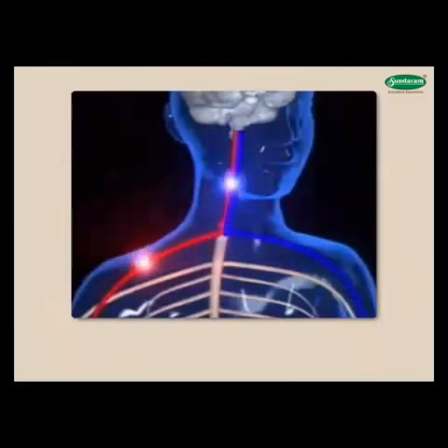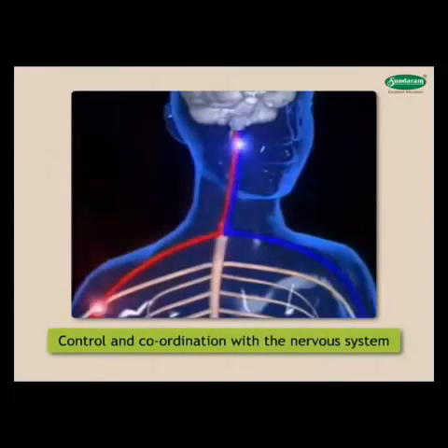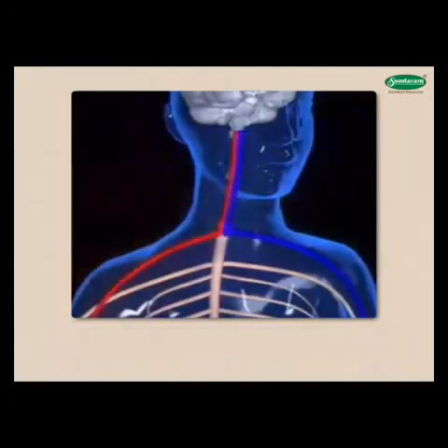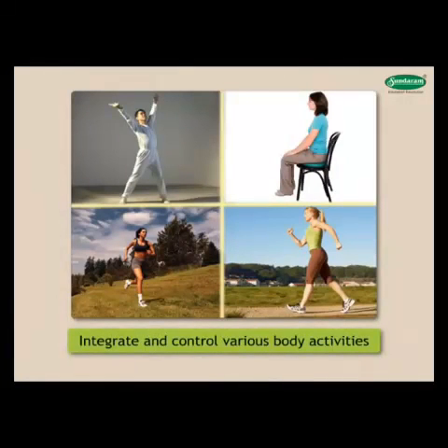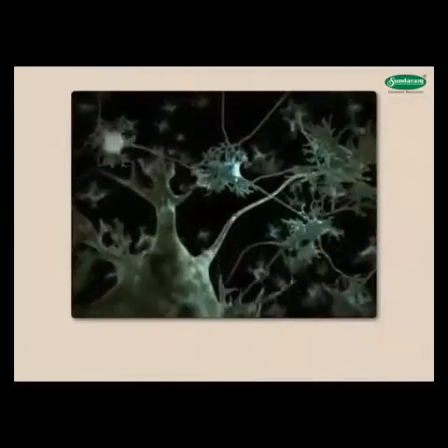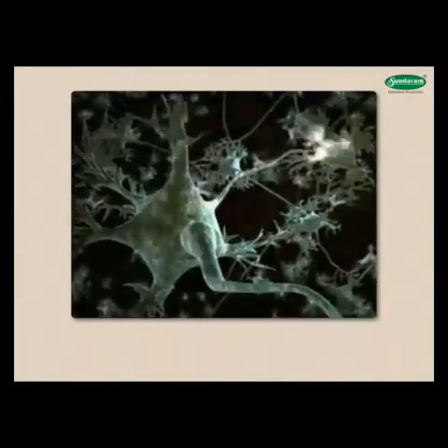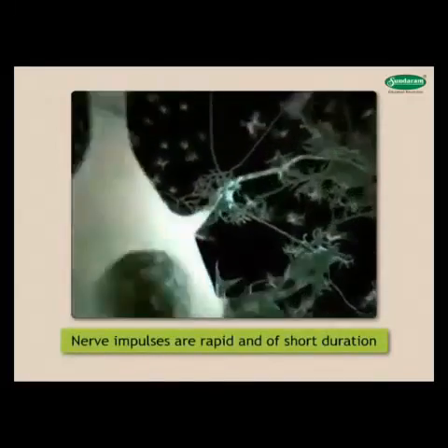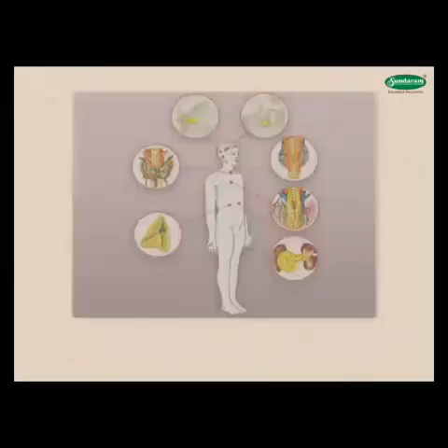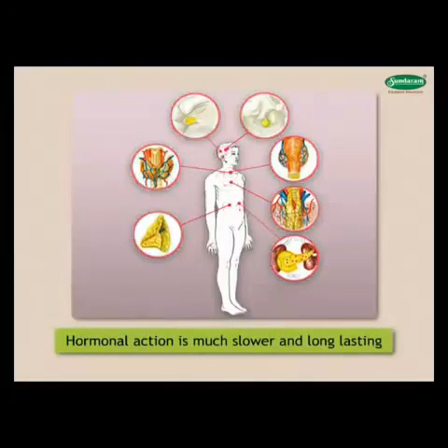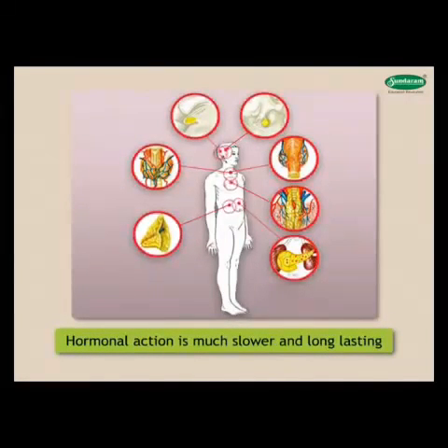The endocrine system shares its responsibility of control and coordination with the nervous system. Both the systems work in cooperation to integrate and control various body activities. The significant difference between the two systems is that the nerve impulses are rapid and are usually of short duration, while the hormonal action is much slower and long-lasting.